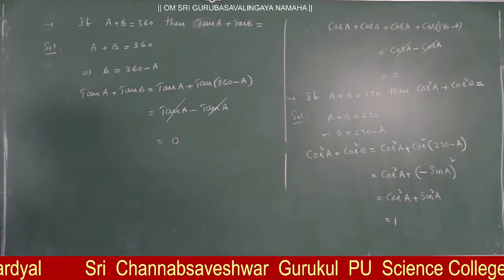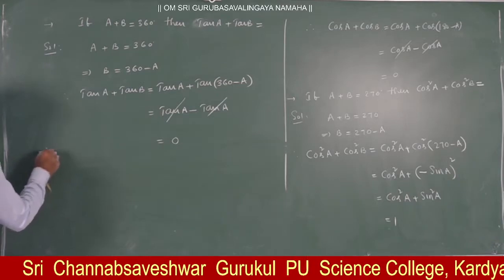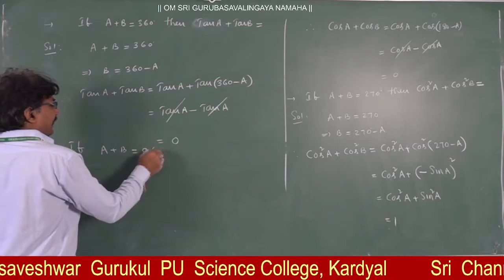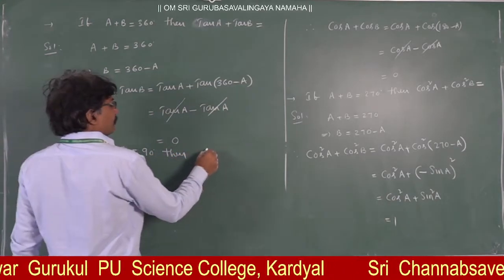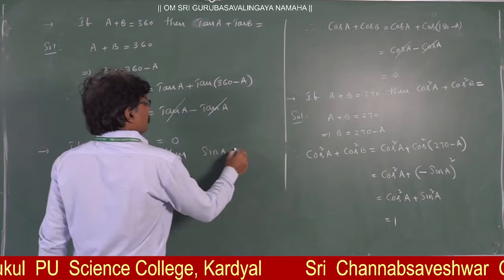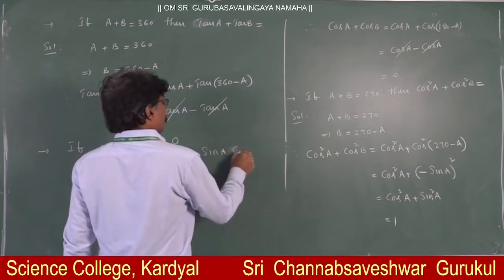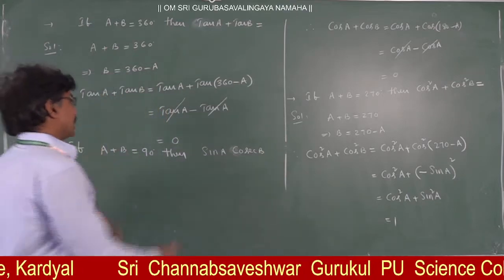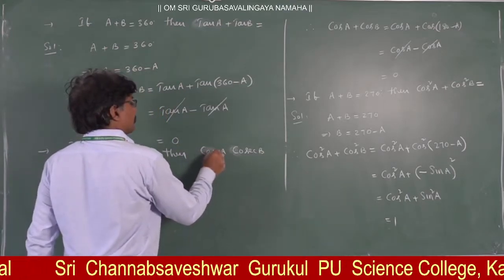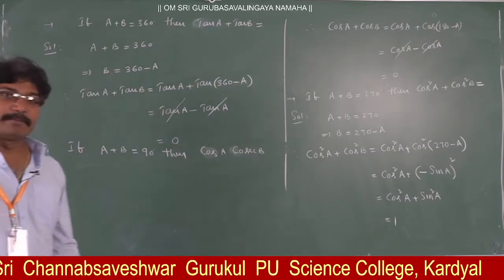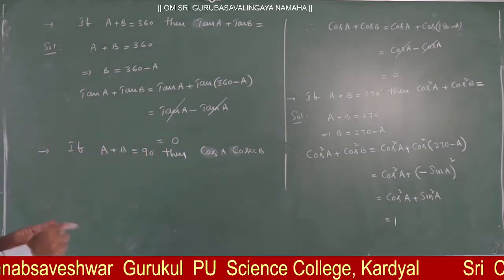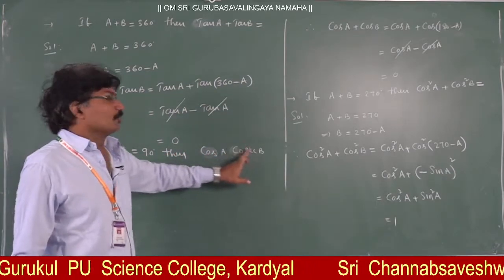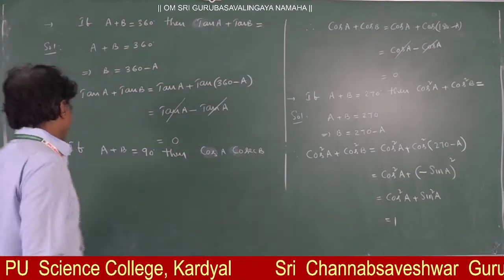Okay? Next. One more problem. If a plus b is equal to 90 degrees, then sin a into cosecant b, cos a into cosecant b. Okay, then only you get some idea. Cos a into cosecant b. This is our required value. Okay, a plus b is equal to 90. Then cos a into cosecant b. That is the question. Okay, listen.